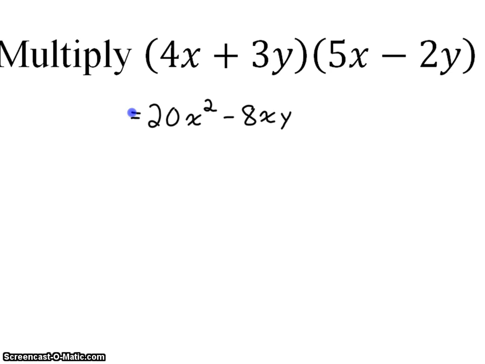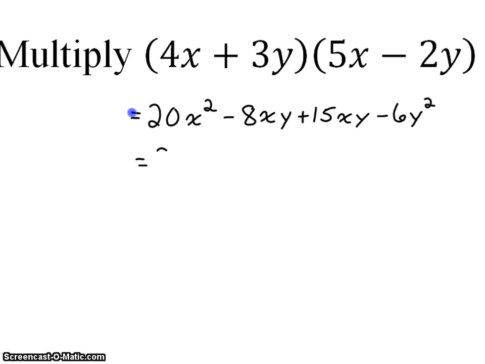And now we multiply the inner terms, 3y times 5x. So 3 times 5 is 15, positive. Now you could write yx, but that's the same as xy. So we're going to write it the same way we just wrote the last term there. And then the last terms, 3y times negative 2y is negative 6y squared.